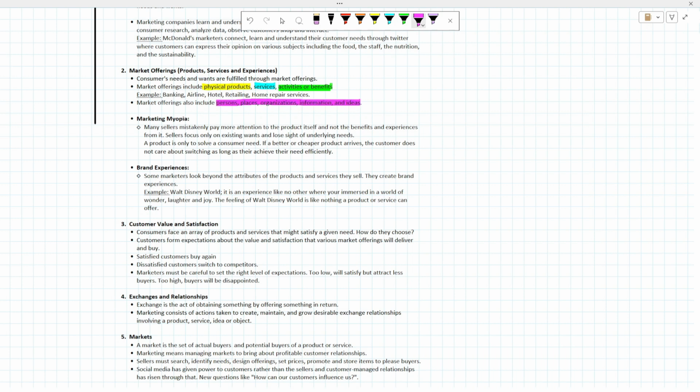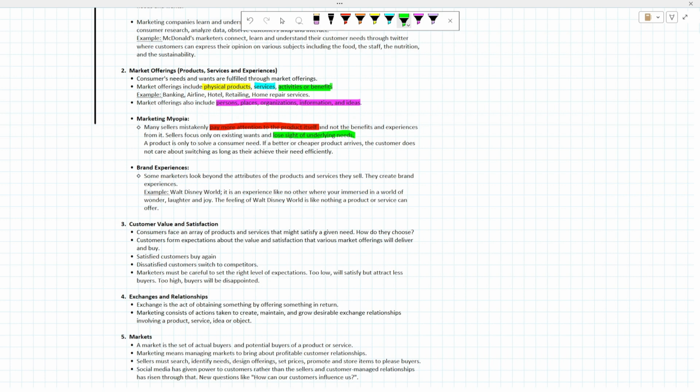So, market myopia. Many sellers mistakenly pay more attention to the product itself, so I'll put that in red. They pay more attention to the product itself and not the benefits and experiences from it. Sellers focus only on existing wants and lose sight of underlying needs. You don't ever want to lose sight of your underlying needs, and that's what market myopia is trying to tell you.